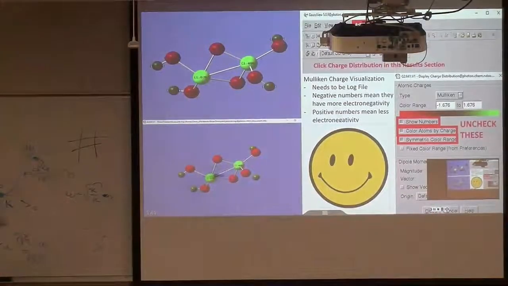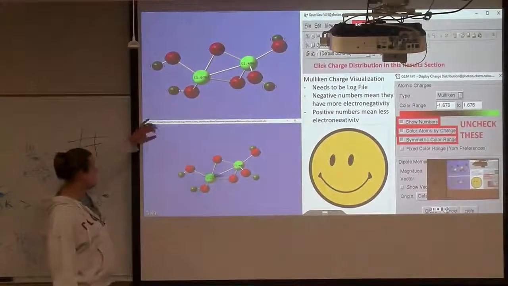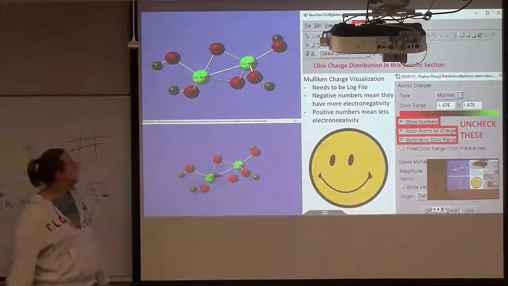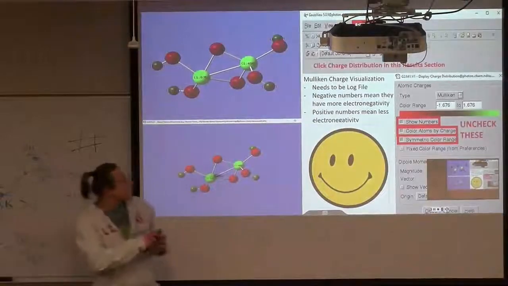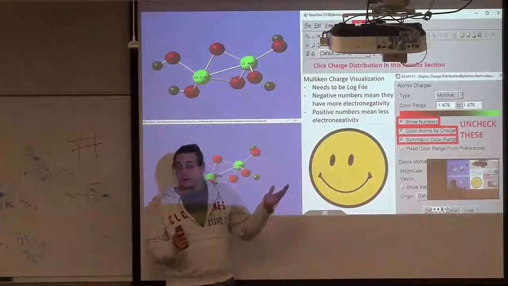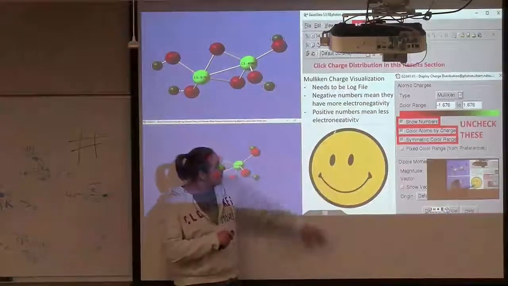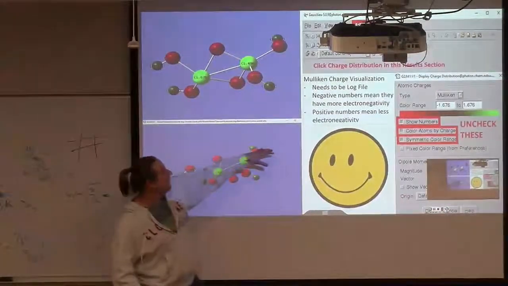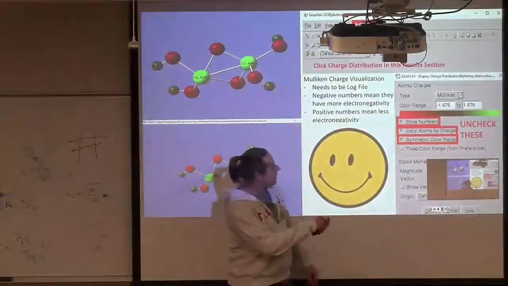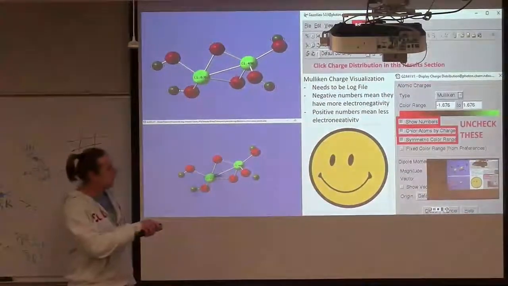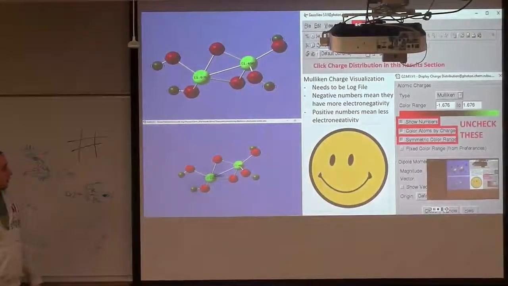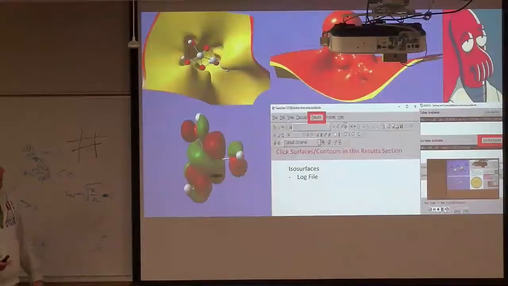And then this is the Mulliken charge visualization. All it does is tell you the charge. Green is positive, red is negative. Easy. Once again, we go to Results. This is where all our information comes from, which is why we calculated things earlier. And I love the smiley, just for you, Kevin. We want to make sure we click Charge Distribution in the Results section and uncheck these. I believe one of them is checked and the two usually aren't, but just make sure they aren't. You can change formatting as well.